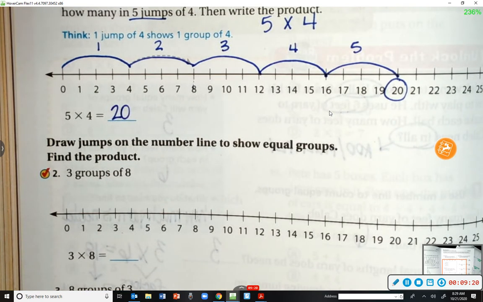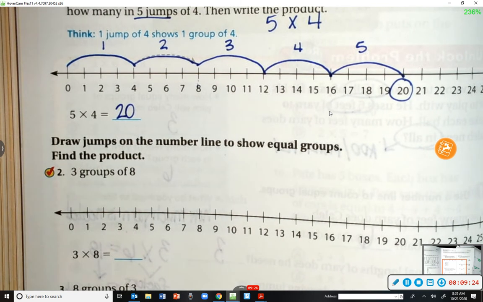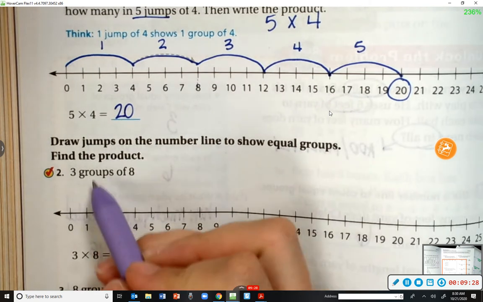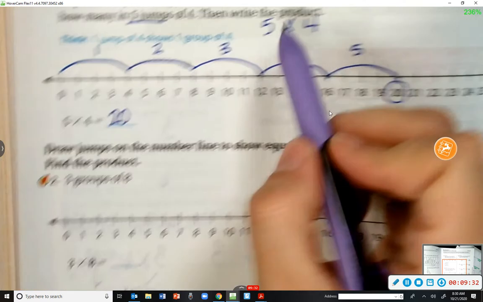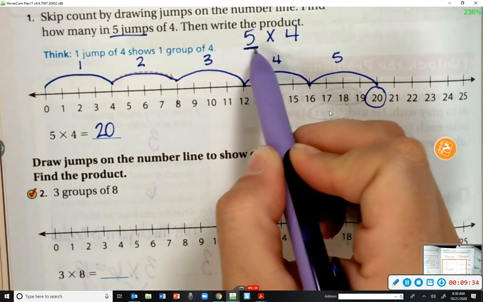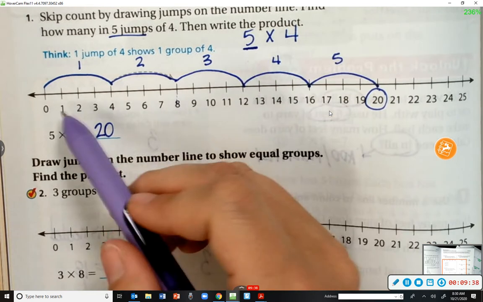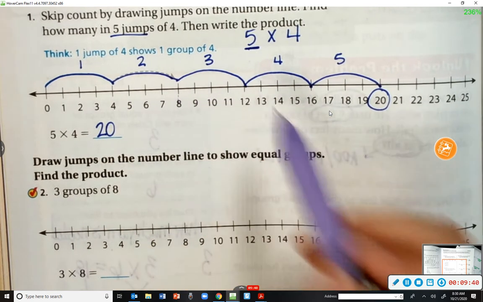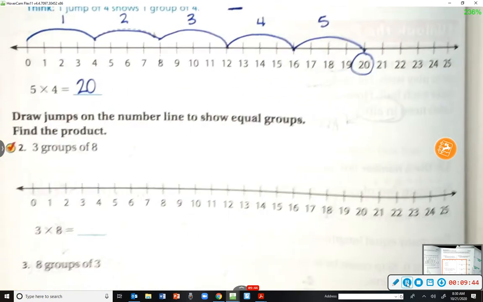Okay, number 2, 3 groups of 8. So show me what that would look like on the number line. 3 groups of 8. So remember up here I had 5 as my first factor and I did 5 jumps. Okay, so try this one on your own. I'll come around.